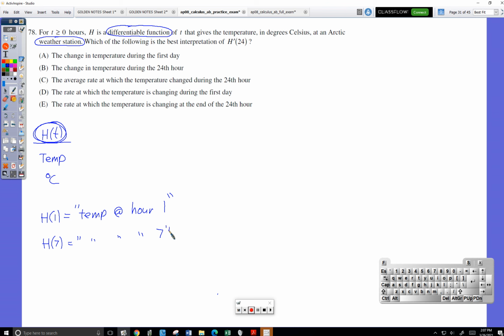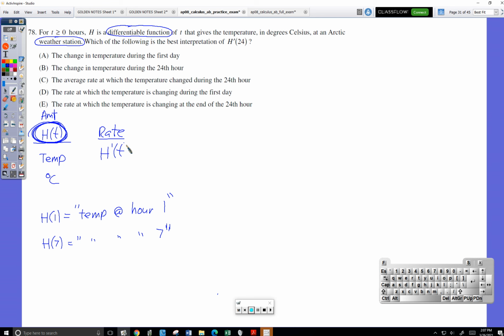Okay, so that's what H is. So again, like lots of AP problems, I've got to keep track of whether I'm using an amount, a rate, or a rate of the rate. So is H a rate, an amount, or a rate of the rate? H is an amount, it's just temperature. But that means there is a rate at which this amount changes. So what's the symbol that represents the rate at which this amount changes? H prime.